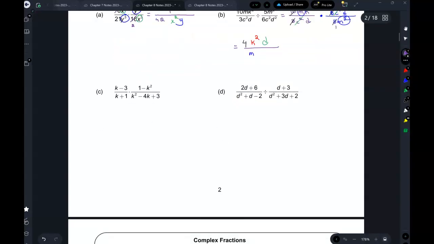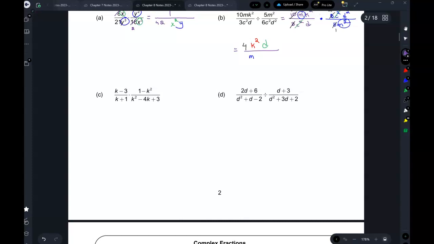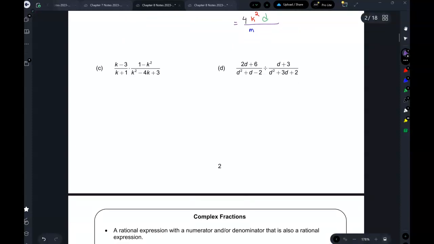Okay. Here, I have K minus 3, blah, blah, blah. When you have a situation like this, first see if you can factor something. All right. So let's see. I have K minus 3 over K plus 1. And I like to put these in parentheses. Okay. Now I'm going to combine these in one fraction.